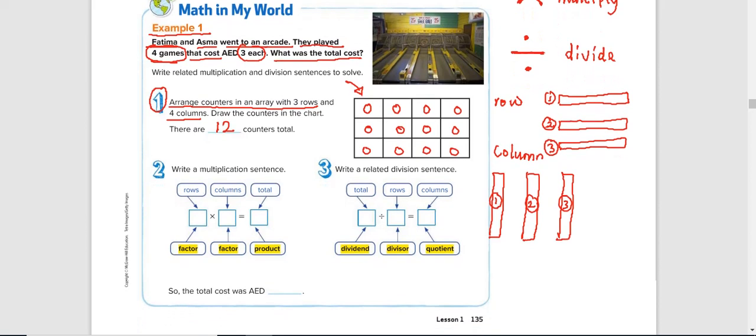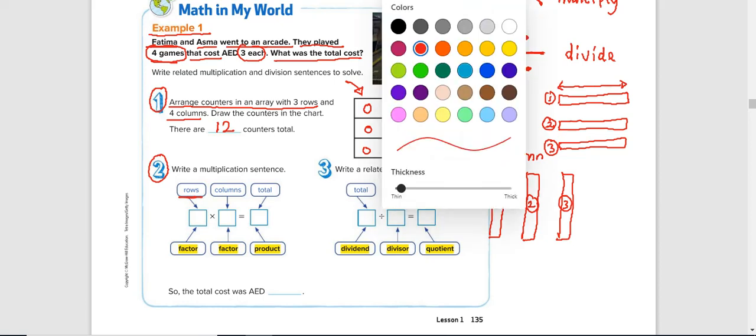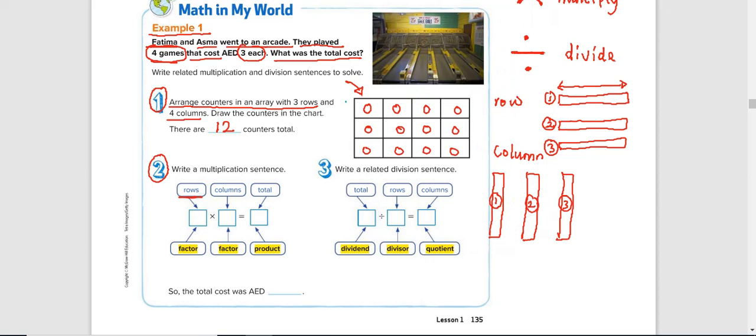Let's look at number 2. What does it say? Write a multiplication sentence. Okay, first we have the rows. So based on what we explained, rows always run from, let's say, from left to right. So let's see the ones that run from left to right. Here I'm going to use a different color for better understanding. So we have the whole of this. This is row 1, row number 2, and row number 3. So that means there are 3 rows.